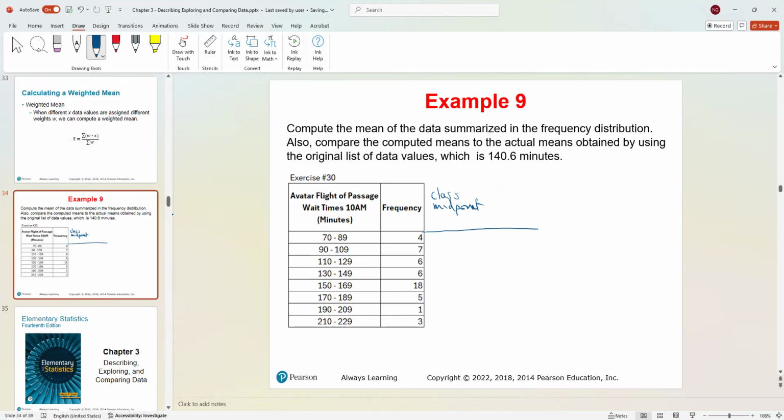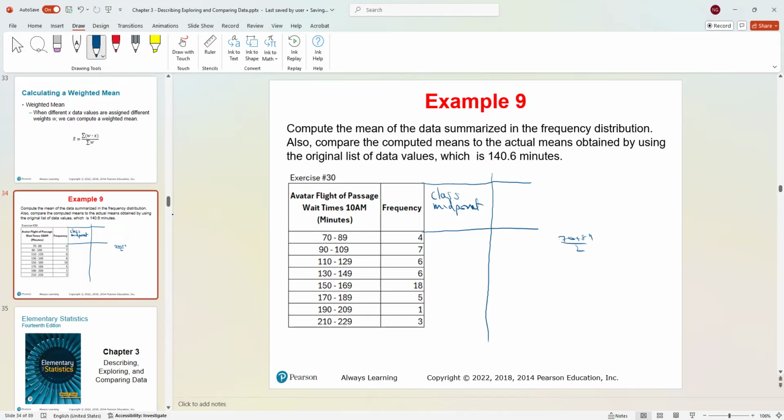You're going to just add one more to this data set, right? What are the class midpoints? Remember, all you need to do is the class midpoint. For example, in this first one, you take 70 plus 89 divided by 2. I'm going to just do the first one: 70 plus 89 divided by 2.